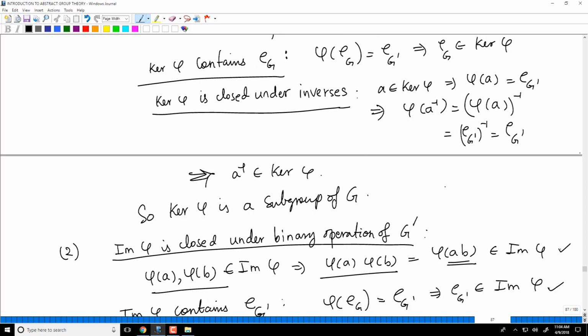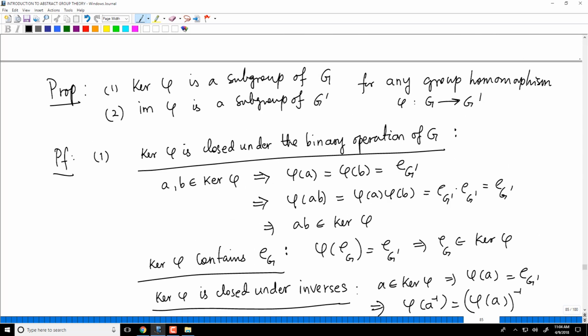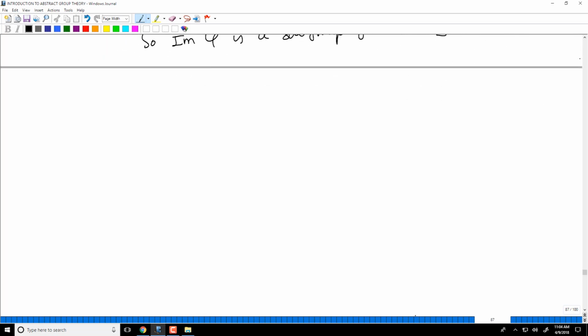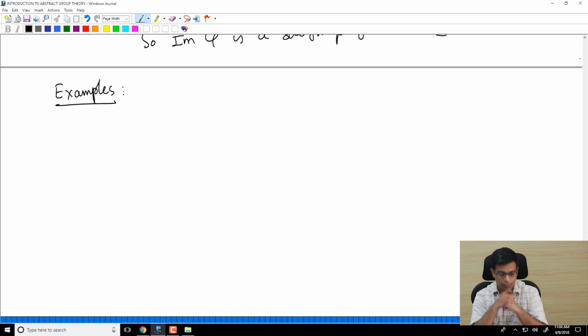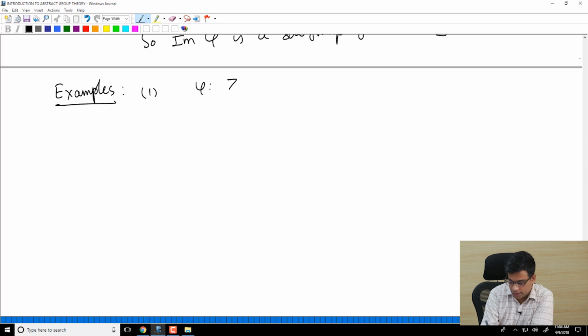So we have shown that kernel and image are subgroups of G and G prime. These are two important subgroups attached to any group homomorphism. It's a good exercise now for you to work out the kernel and images in all the previous examples that we discussed of group homomorphisms. I won't discuss all the examples, but consider the map from Z to Z, phi of A being NA, where we have fixed N.